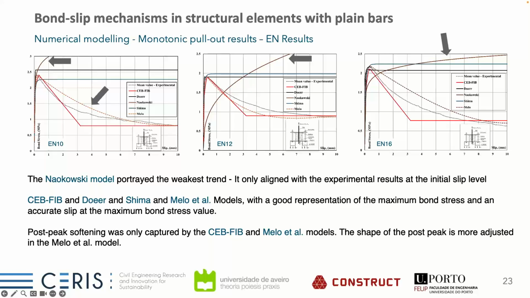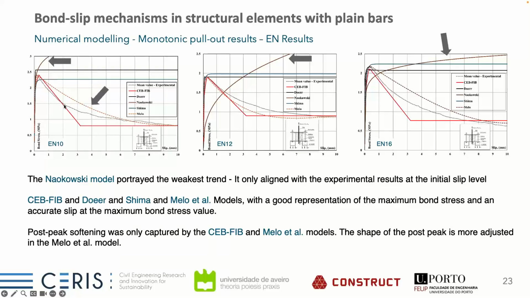And of course, due to the bond-slip model's configuration, the post-peak softening was only captured with the CEB and the Mellow model. If you look here, this is a good example. The experimental curve is here in black. I don't know if this is too small on your screens, but here we have the black dashed curve of the experimental results, and then in red the CEB. If you notice, we have reduced the flat plateau on the top almost to zero, because it was not observed in the experimental tests.